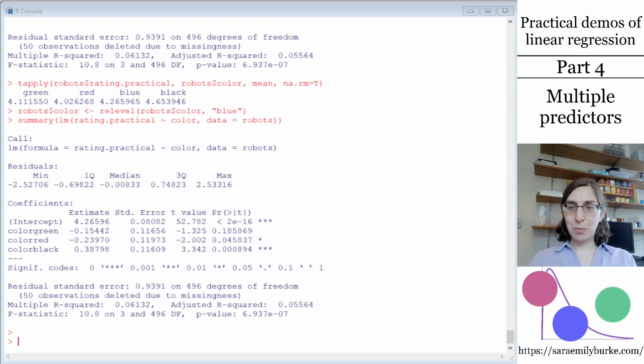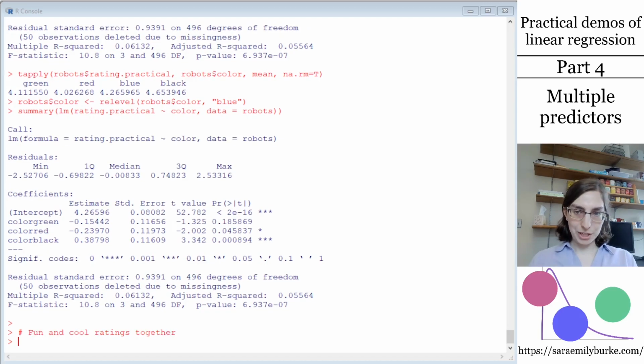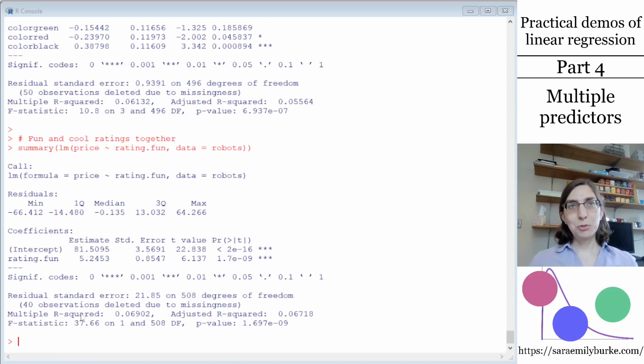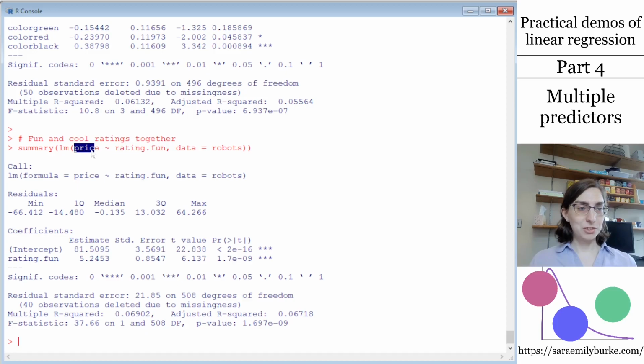So let's start by thinking about how the fun and cool ratings are associated with the price of the robots. We would expect that robots that participants think are fun would be more expensive. The participants would be willing to pay more for robots that they think are more fun. And sure enough, when we use rating.fun as a predictor in a simple linear regression model with price as the response variable, and we plug the result of that LM function directly into summary because we're not going to use it for anything else, we can see that the slope is positive, that robots that are 1 unit more fun tend to cost $5.25 more, and that association is statistically significant.